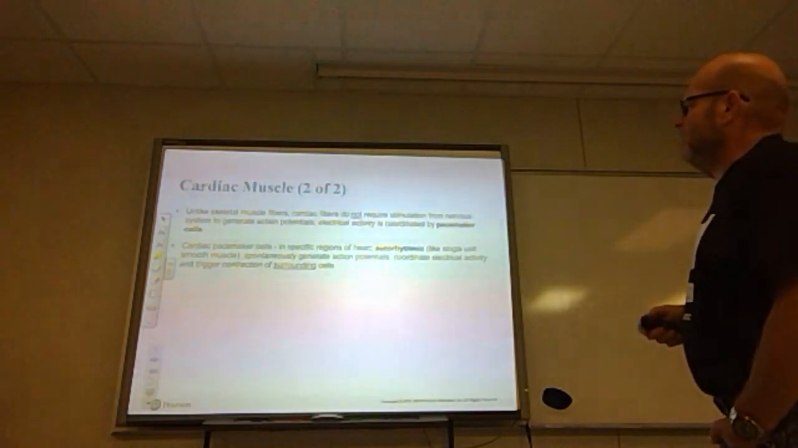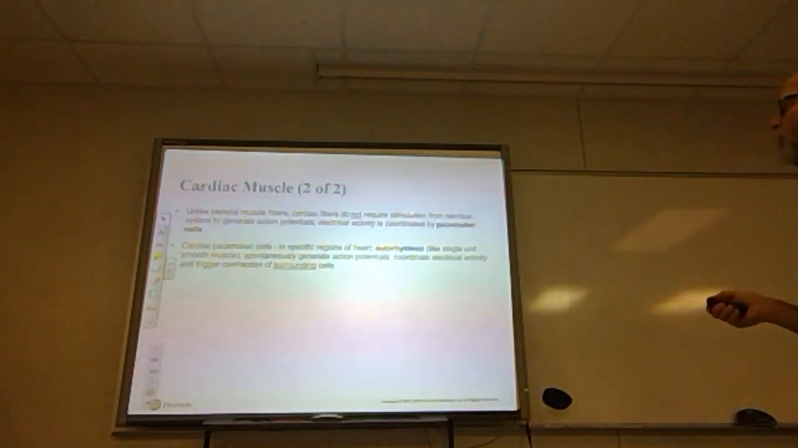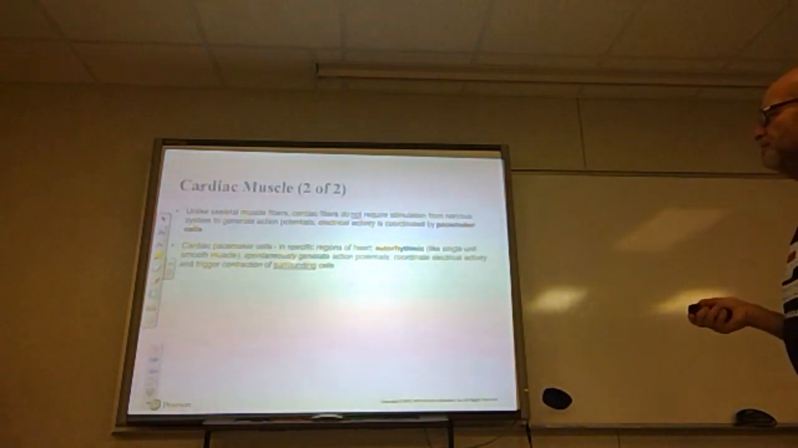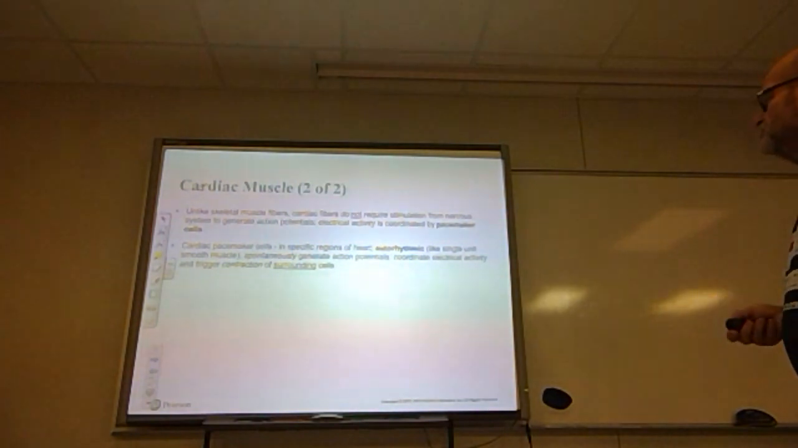Unlike skeletal muscles, cardiac fibers do not require stimulation from the nervous system to generate action potentials. Electrical activity is coordinated by pacemaker cells, cardiac pacemaker cells in specific regions of the heart. Autorhythmic, they act like single-unit smooth muscle. They spontaneously generate action potentials. They coordinate the electrical activity and trigger contractions of the cell.